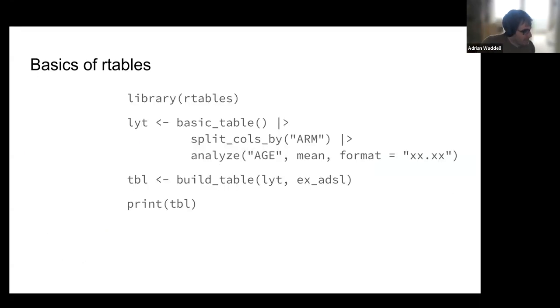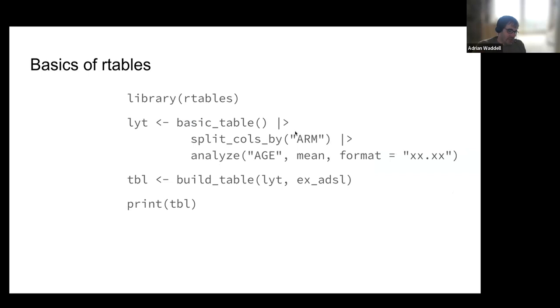So let's look at that in its most simple format. You say library(rtables), you create the basic table. basic_table has lots of arguments, but you can give it no argument. We use the new R pipe. Lots of you know the magrittr %>% pipe. We prefer this one, which is part of base R. They both work.